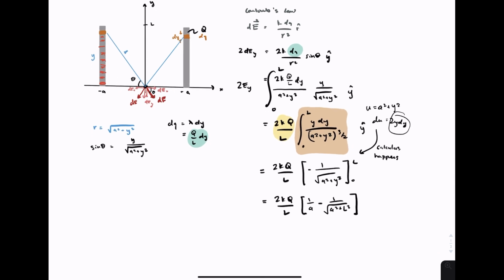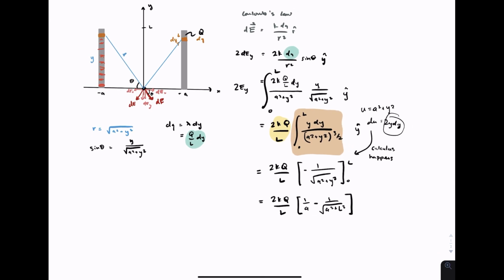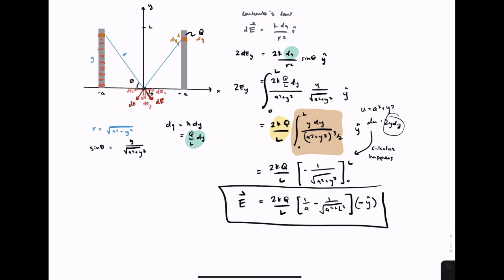All right, and then last but not least, that's pretty much it. We're done. Make sure it's in the negative y hat direction. And then this is your E. We'll just call this E. So that's your final answer. Professor? Tons of fun.